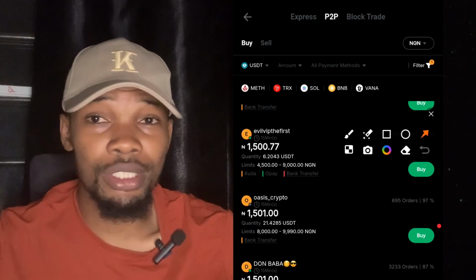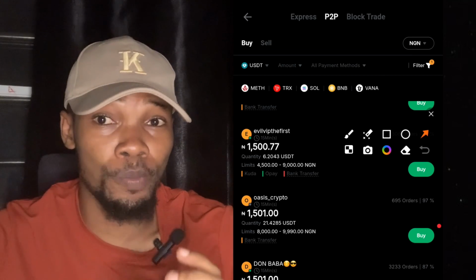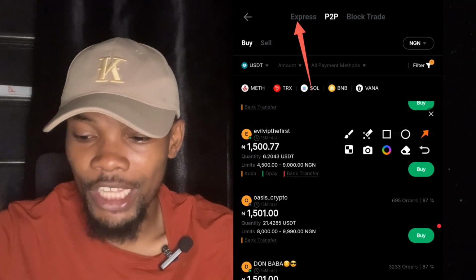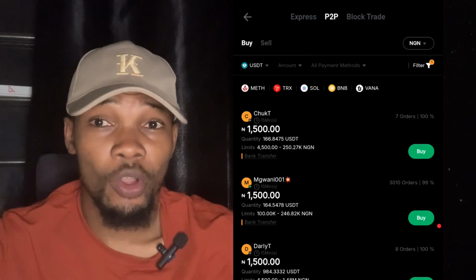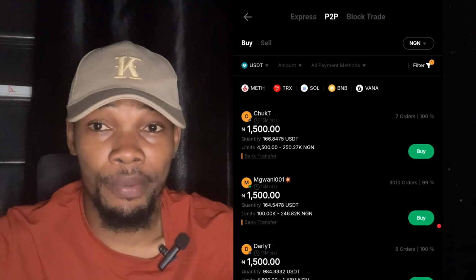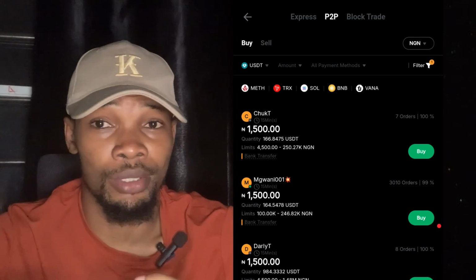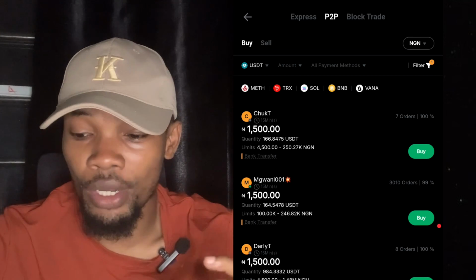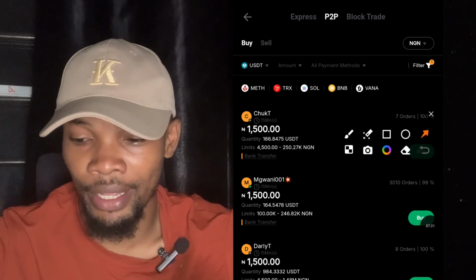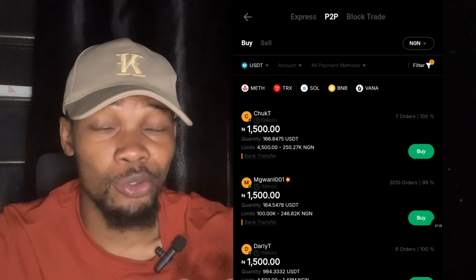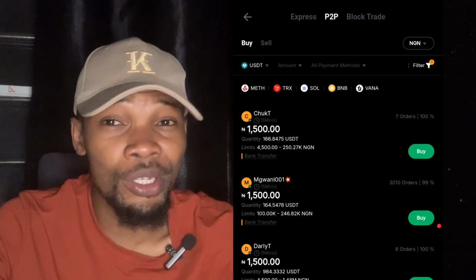Instead of using the normal sell area on the P2P market, they are going to come to the Express. Why? Because Express is for new users. Normally, when a new user comes to Bybit, they don't have any experience, they don't know how to buy, they don't know how to sell. Now, they're going to quickly rush to this area where you find Express. Many of them don't know how to use the P2P, so they will prefer using the Express.